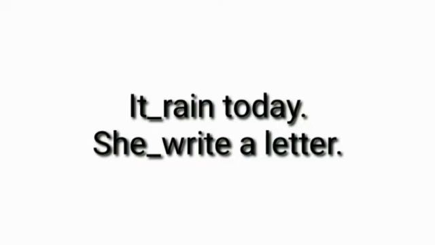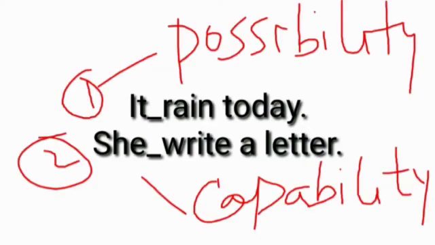Since both sentences convey different types of modes, particularly the first sentence, it dash rain today, it's expressing the possibility. So here we will use may. In the second sentence we will see that it is showing the capacity of a girl. So here we will use can. So in this way we have to be very particular about the different tone conveyed by the sentence, and according to that we will use modals.